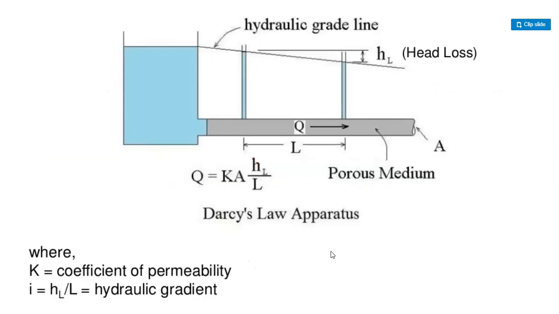And the hydraulic grade line. Here H is the head loss, Q is the discharge, L is the length and A is the area. Q is equal to K A H by L, through the porous medium. In Darcy's law, K is equal to the coefficient of permeability, and i is equal to H by L, that is, the hydraulic gradient.